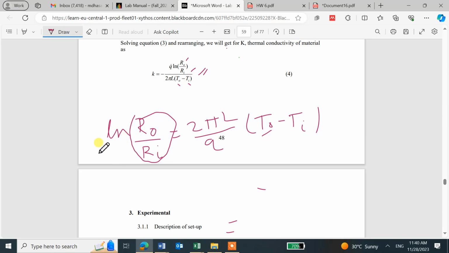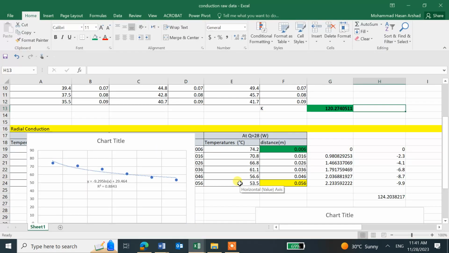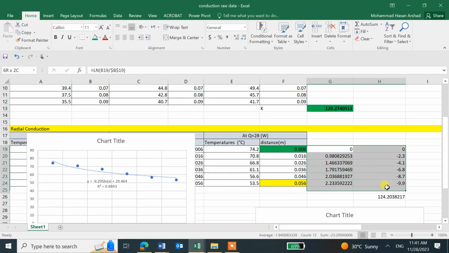So ln ro over ri is the y axis, and this is the x axis. ti is the temperature of the inner, which we can assume is constant. To is the outer, which is varying. So this one is changing. So this versus this. How can we do this in Excel? I did this one already, but I will do it again.